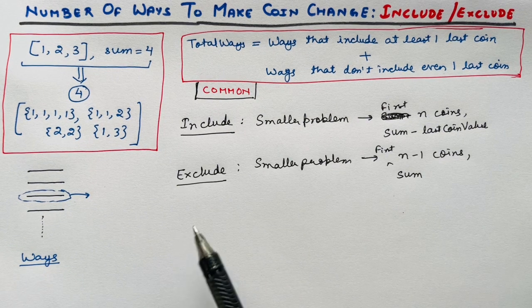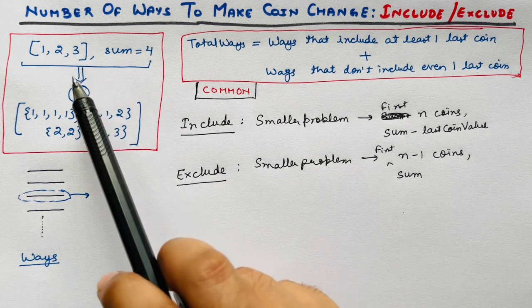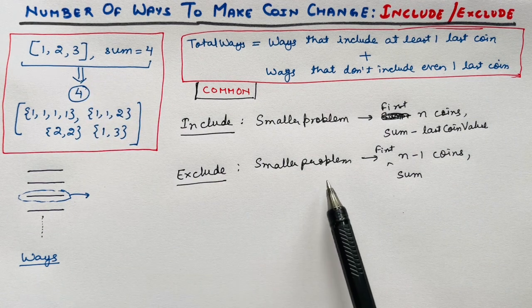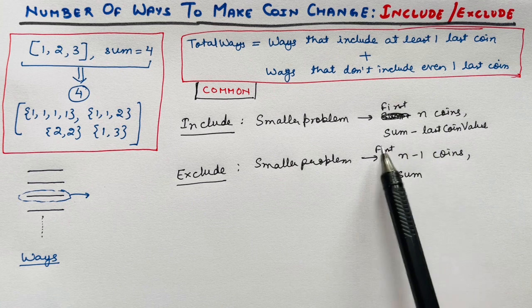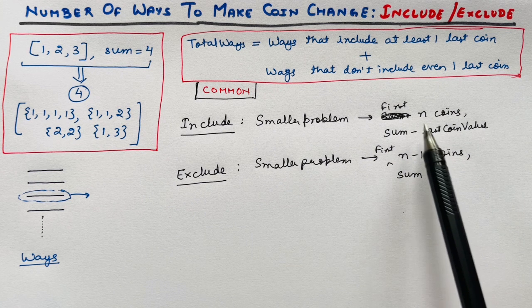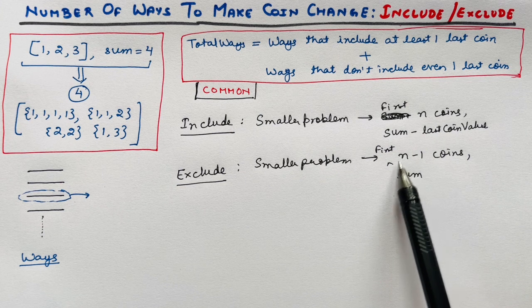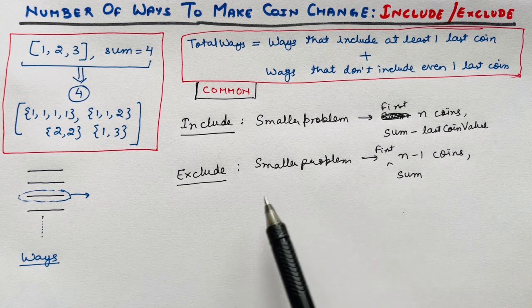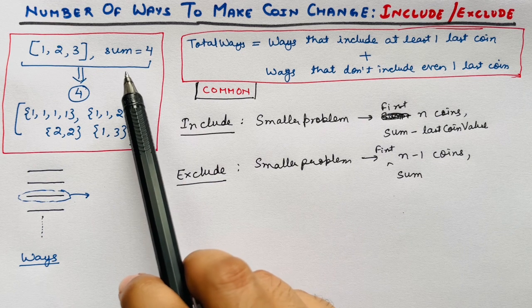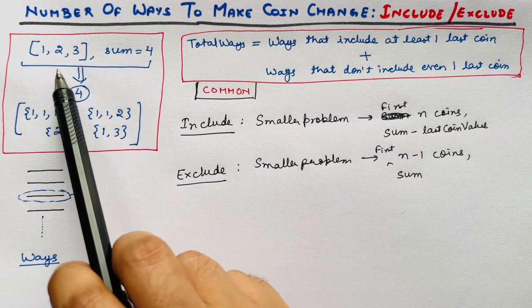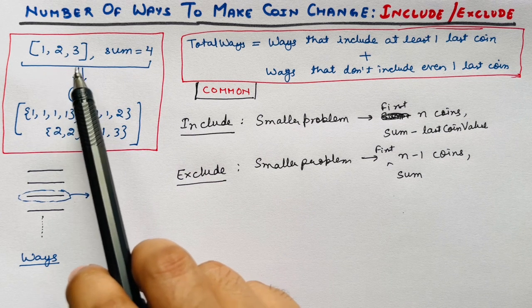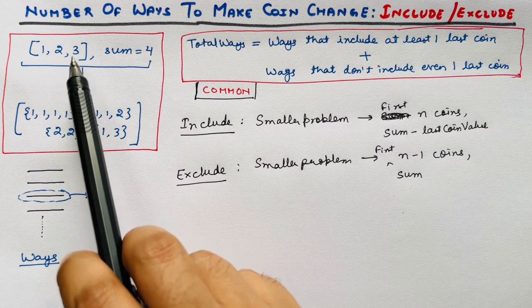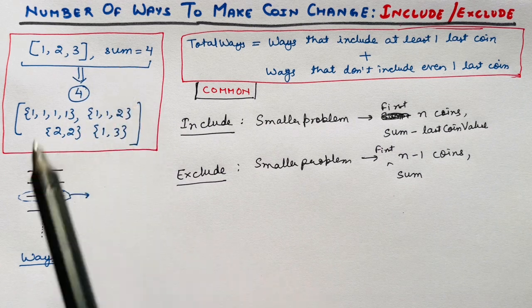If we are sure that we are not going to include the last coin even once, then our smaller problem becomes that we have to form this value sum. Still we have to form the value sum, but using only the first n minus 1 coins. Because for us the nth coin does not exist. We won't even use it. Therefore, in case of this example, for the exclude case, for us this array 1, 2, 3 is as good as 1, 2 only, because in the exclude case we won't use 3 at all to form the sum.